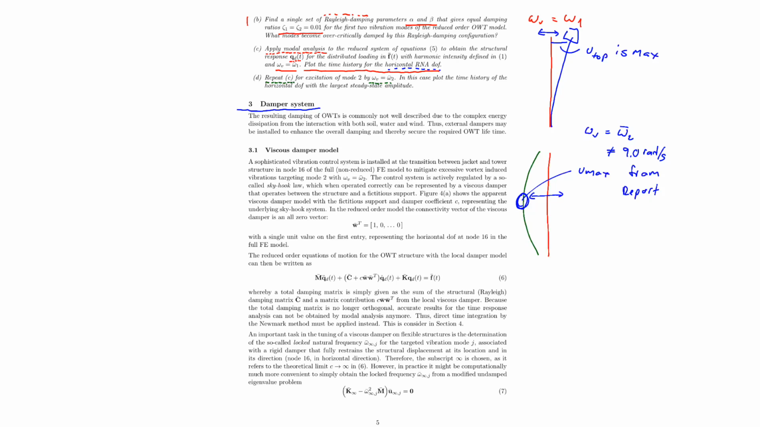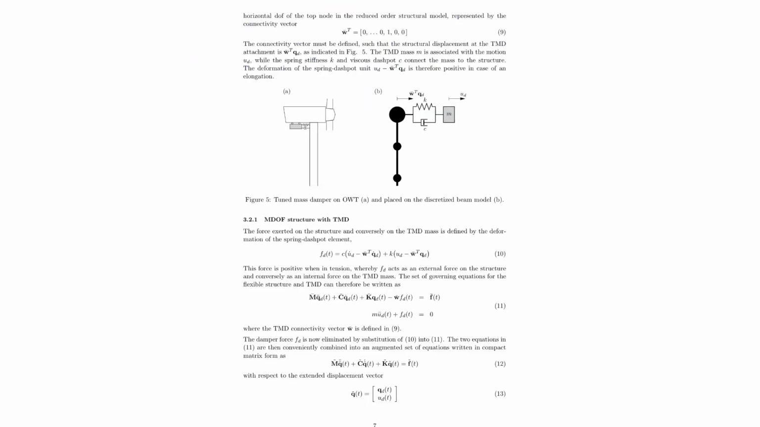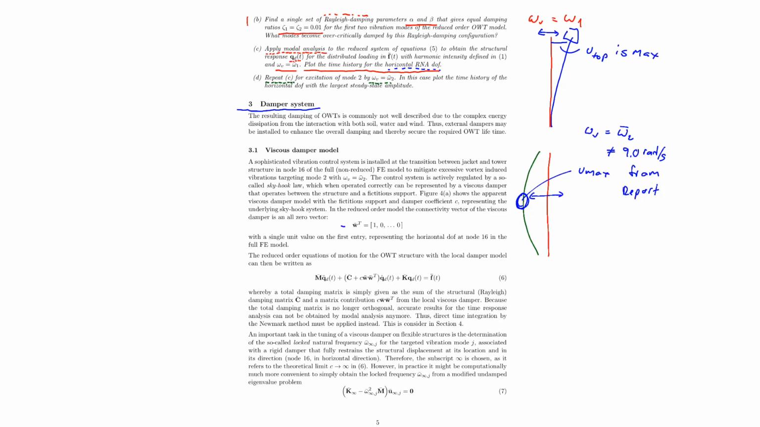Now, because the damper is located at node number 16, it is actually represented by a vector with a unit value in its first entry. And the reason why it's the first entry is that the degrees of freedom from 16 and above are those considered in the dynamic response. And that means in the dynamic system, the reduced order system, with only 33 degrees of freedom, in that case, node number 16 is actually node number 1.